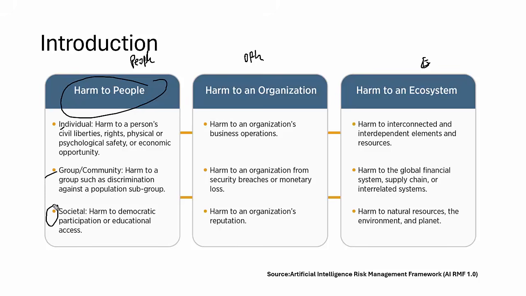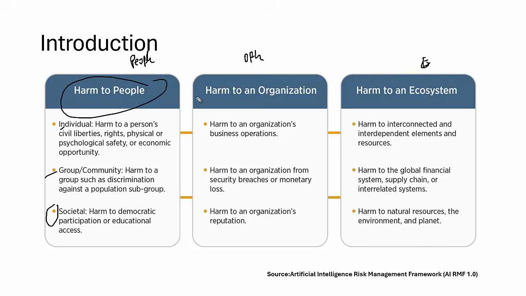Societal basically means AI may affect society-level rights of access. Example, AI-generated misinformation which can influence democratic participation, election campaigns, or in education, AI systems may unfairly deny access to certain students. So when I say harm to people, it's all about rights, safety, fairness, opportunity, dignity.